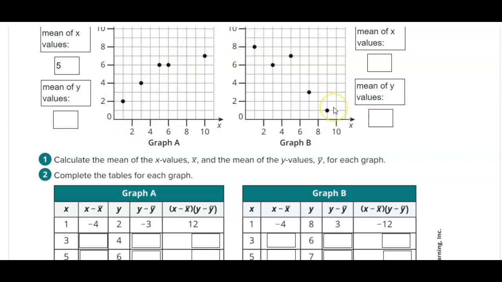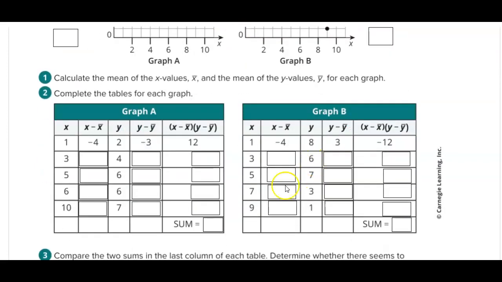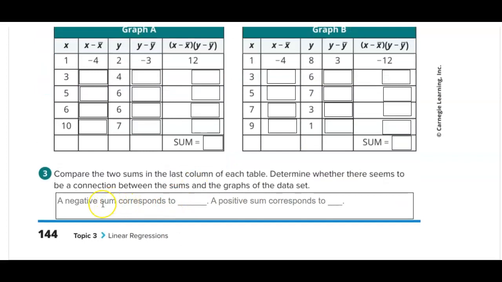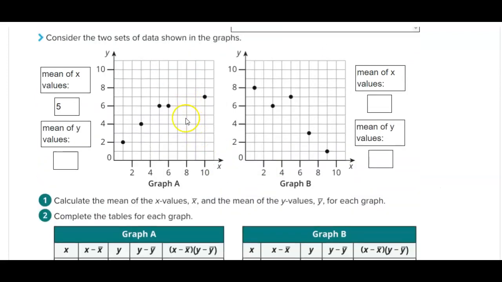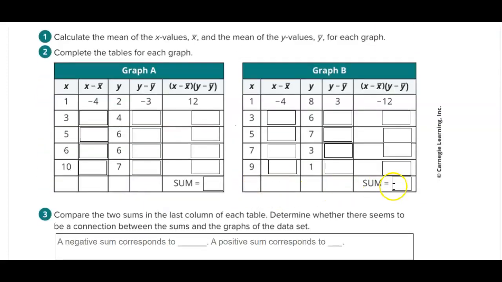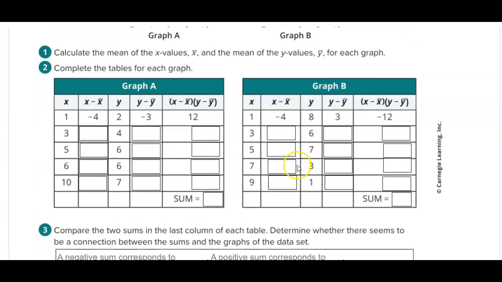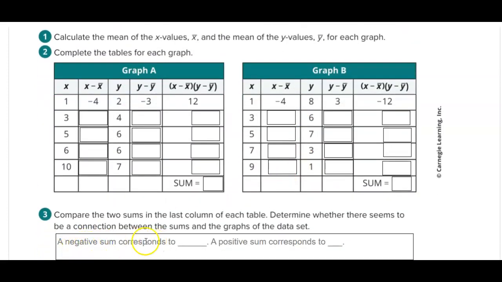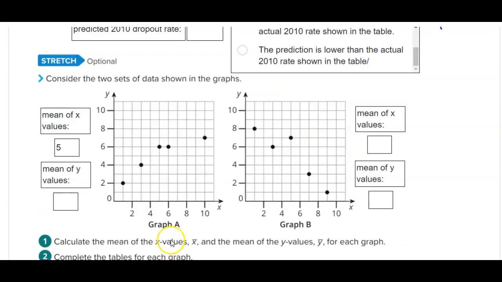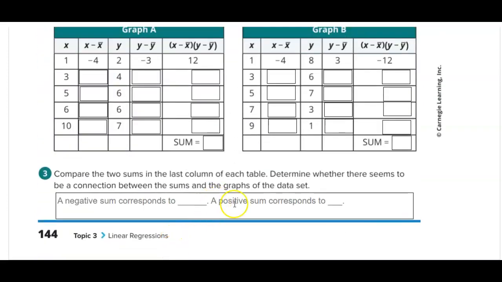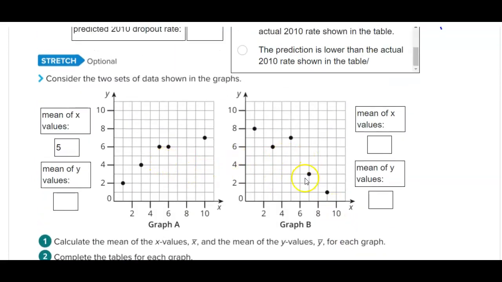There's a little hint. And write in this box what you notice about this number and this graph, and about this number and this graph. So write a little bit down here. You can use the sentence starter if you want. A negative sum corresponds to what feature of this graph? A positive sum corresponds to what feature of the graph?